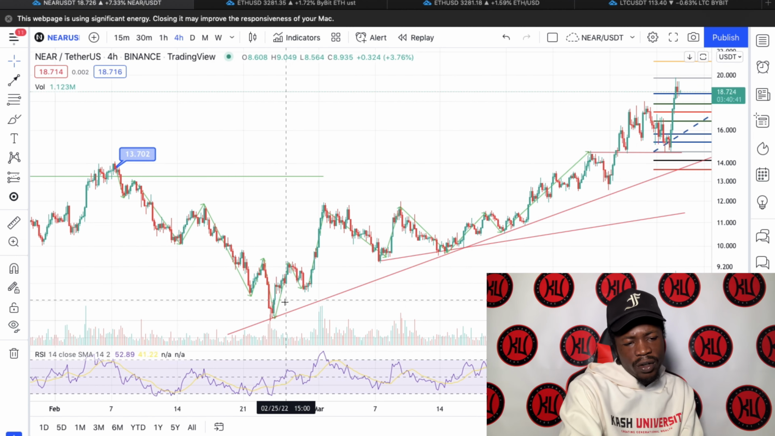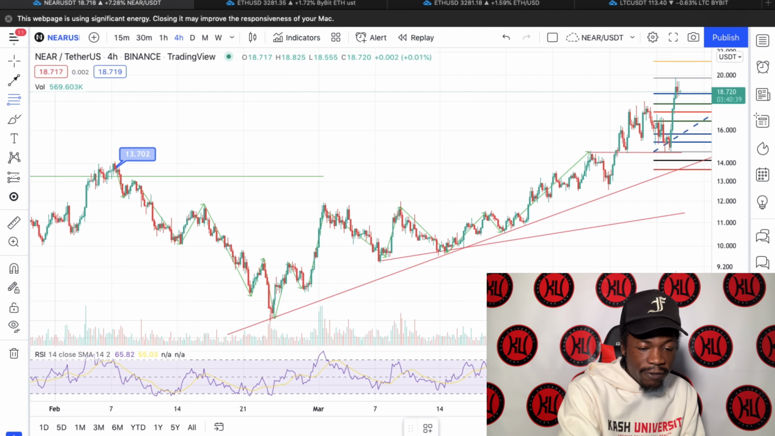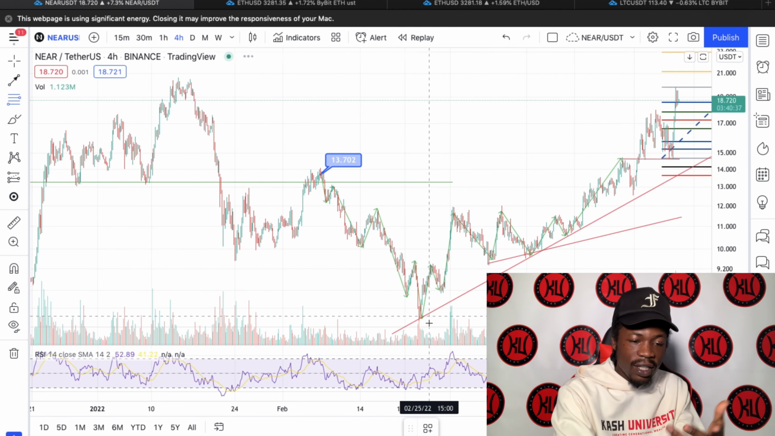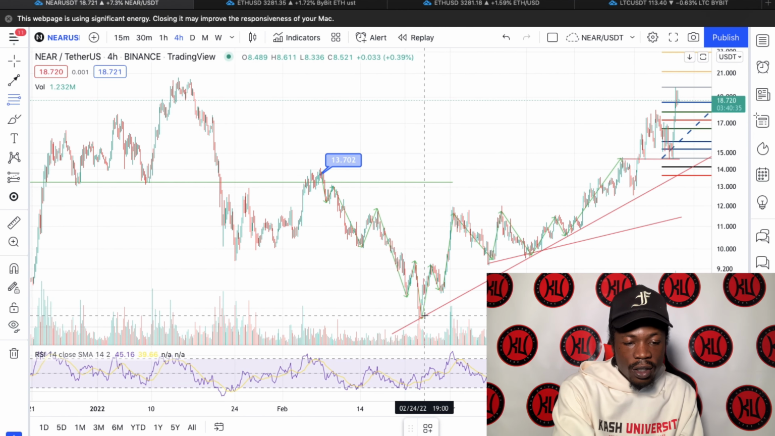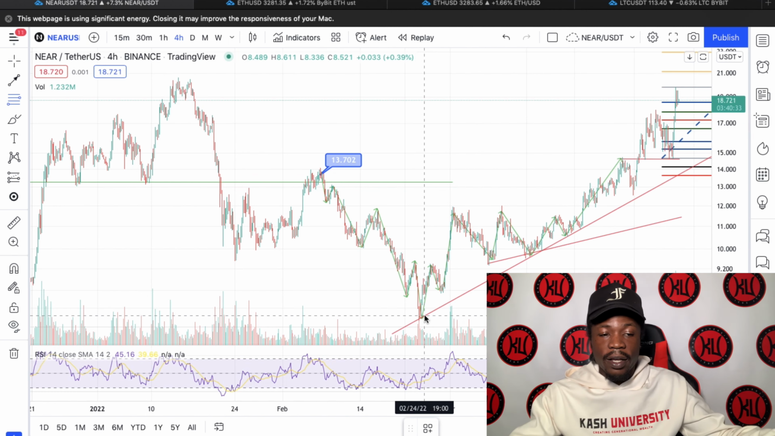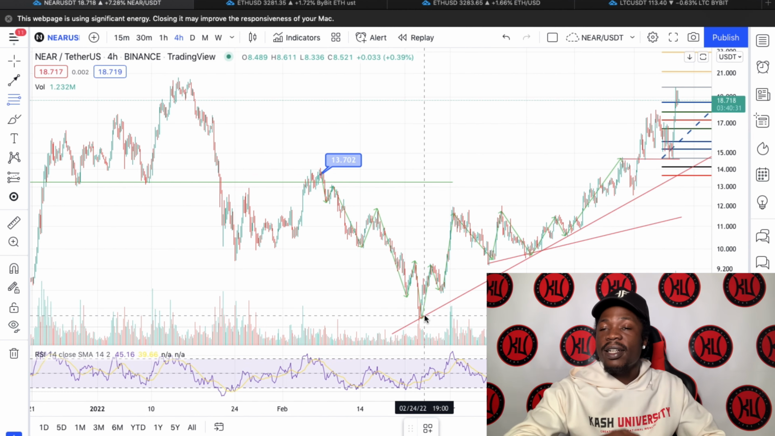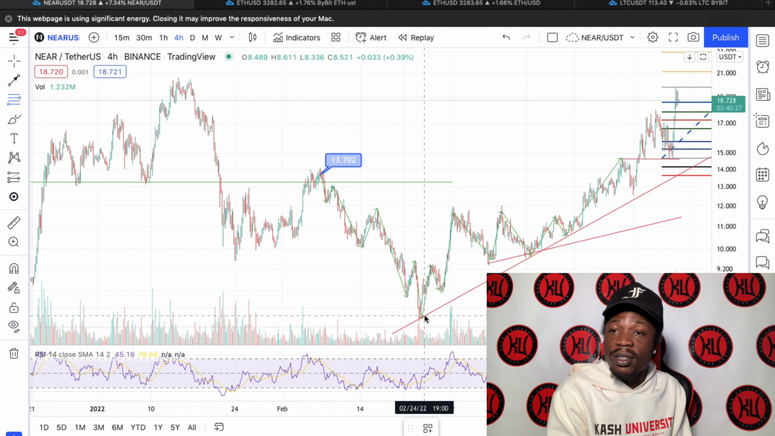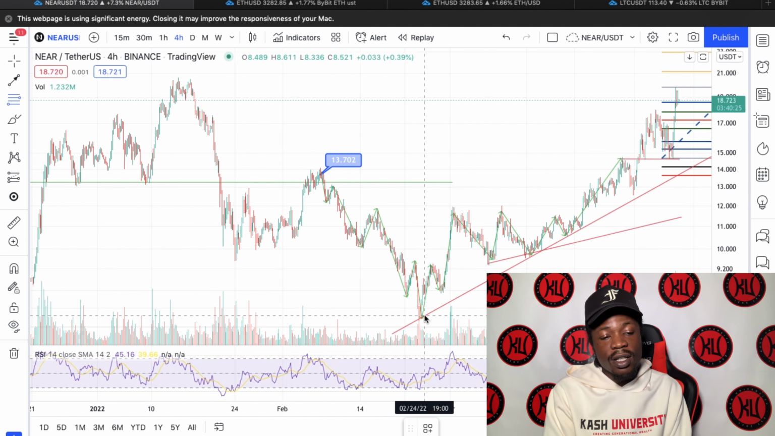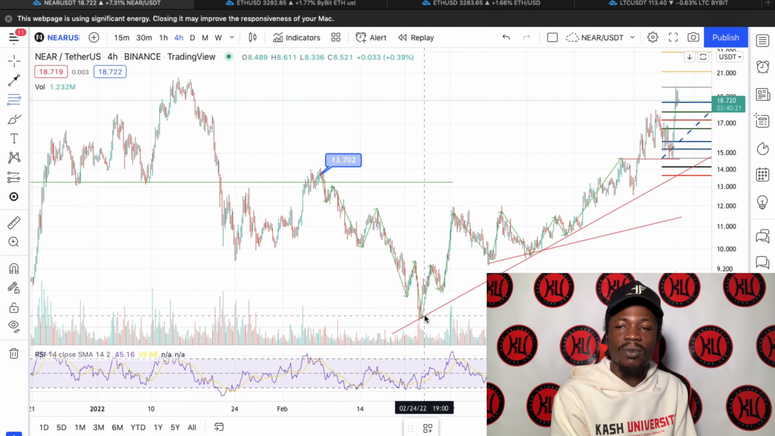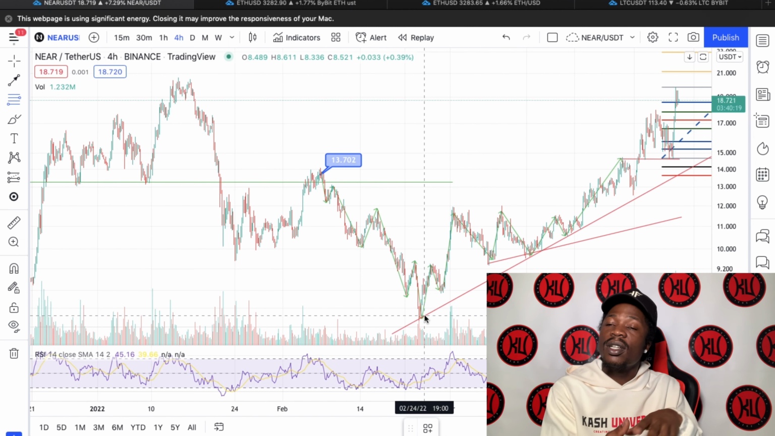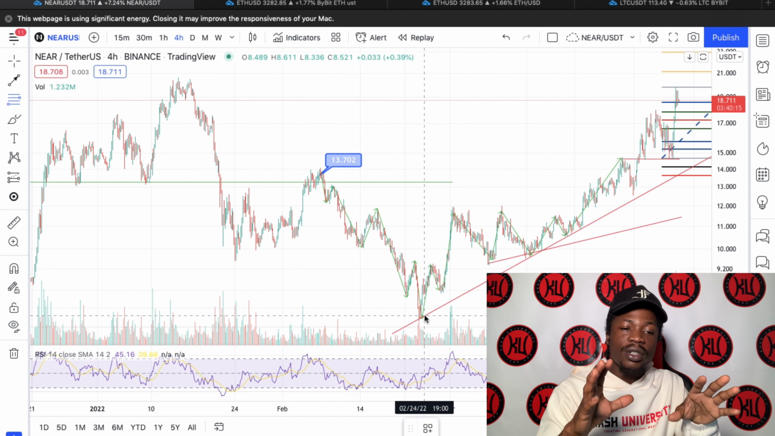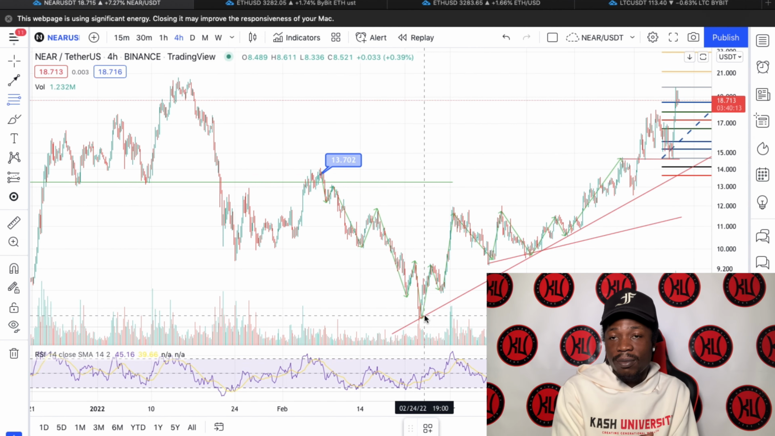Like right here, let's say you were on the daily and price started to retrace. I would go down to the lower time frame to see how price is reacting. I would do more analysis on the H4 time frame. Not really more trade entries, but I would see more trade opportunities on the H4 time frame.